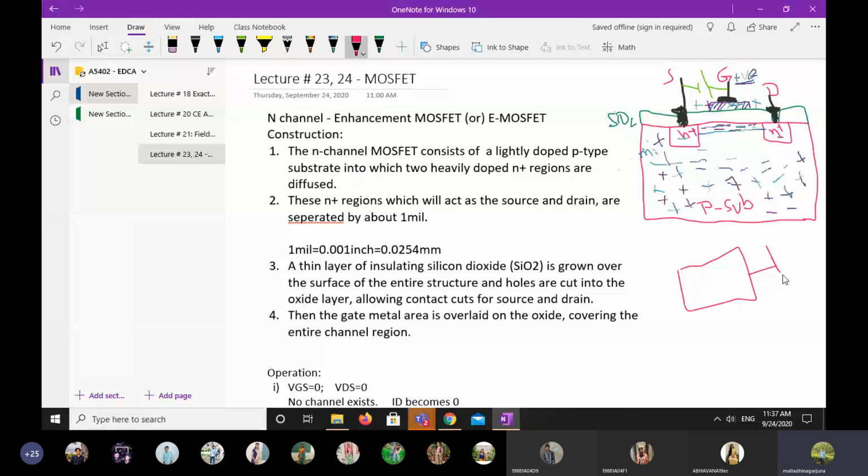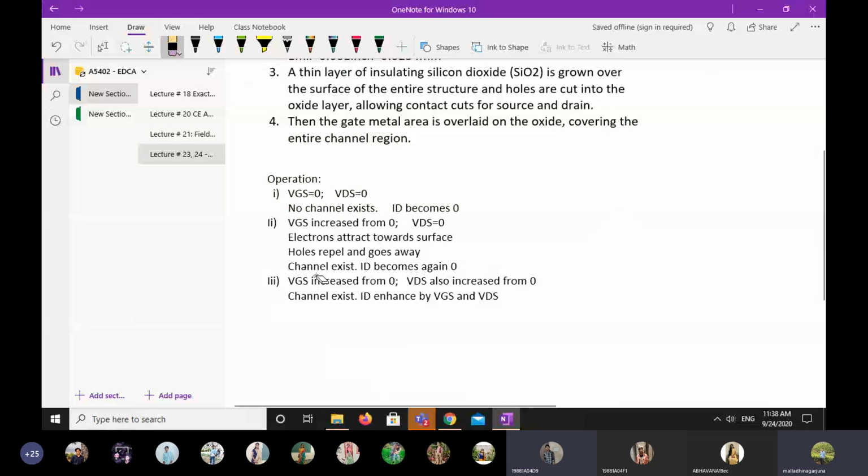Right, so same point: you are giving the positive voltage for the gate. So the gate is positive, and opposite charges attract, so it attracts the negative and repels the positive. The gate voltage is positive, it attracts the negative and repels the positive, so that is the reason electrons are attracted and holes are repelled. Clear? Yes, sir.